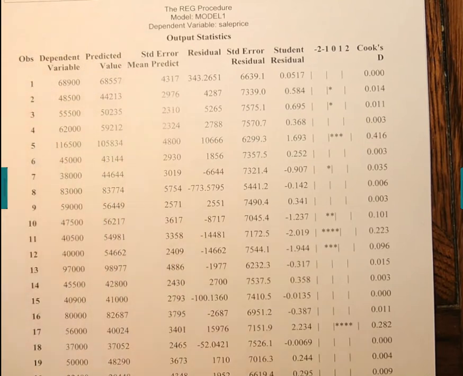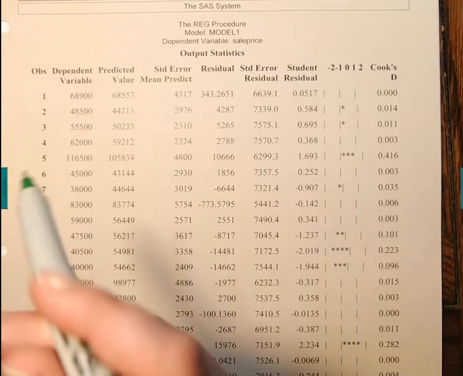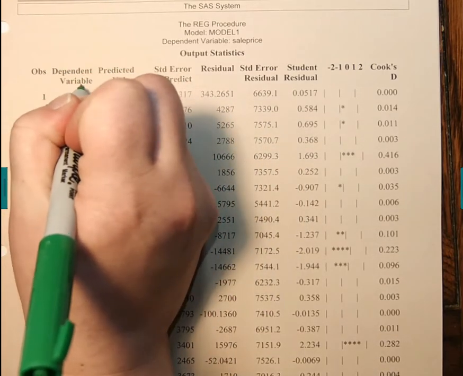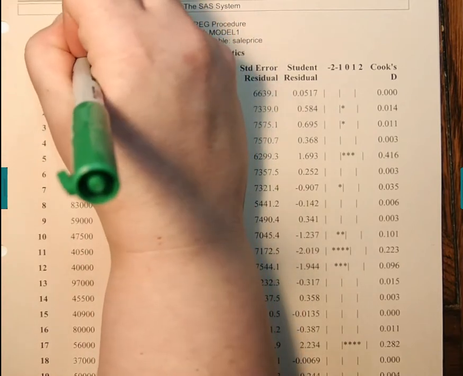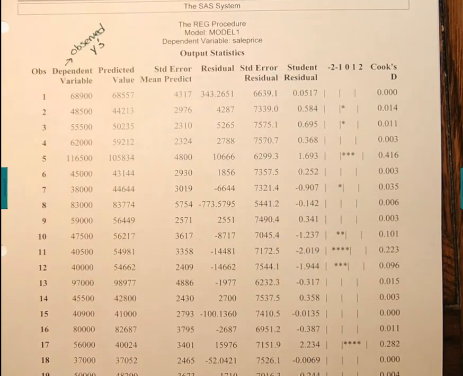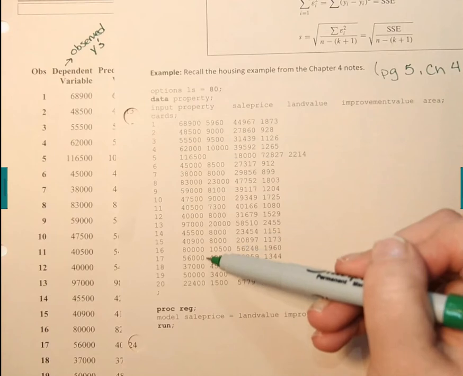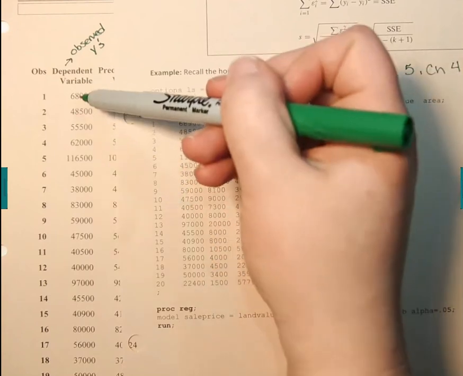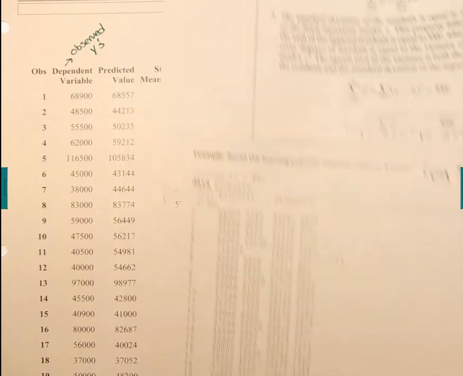Now let's look at this page for just a moment. This is called the output statistic page. So first of all, notice we've got a couple different things here. We've got the dependent variable. This is going to be your observed y's. So if we take just a moment, let's go back and compare this with the data that we inputted. So here is that SAS code. Notice that all of these values that we inputted, these are equal to these values here. So this is our observed y's.